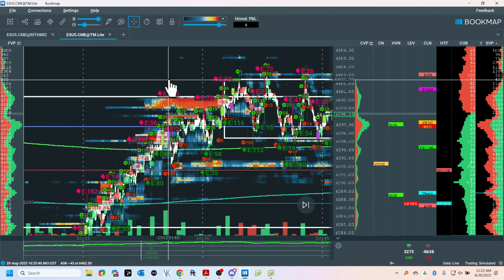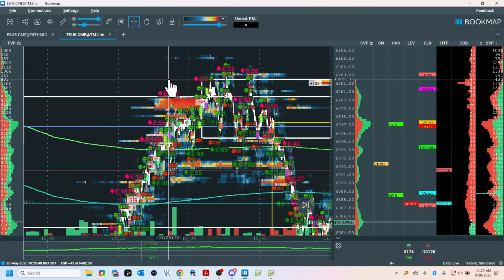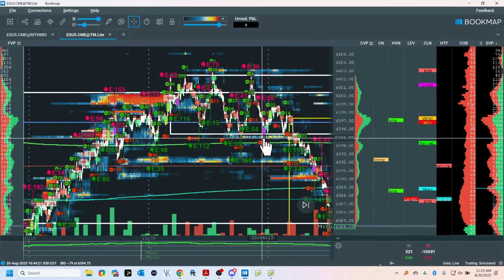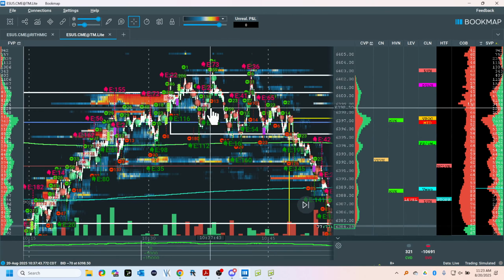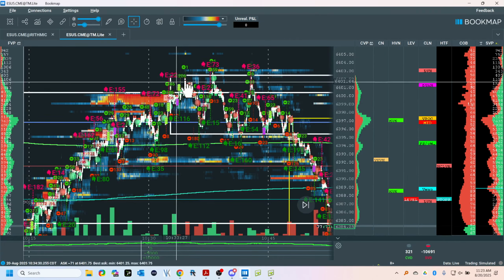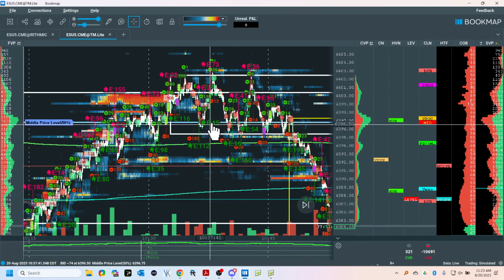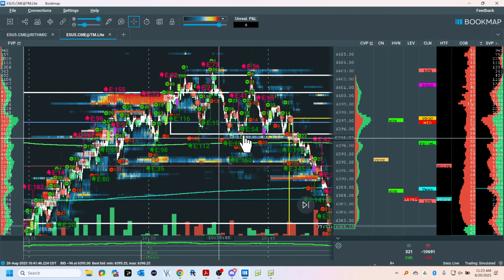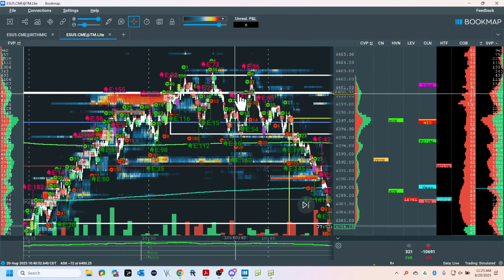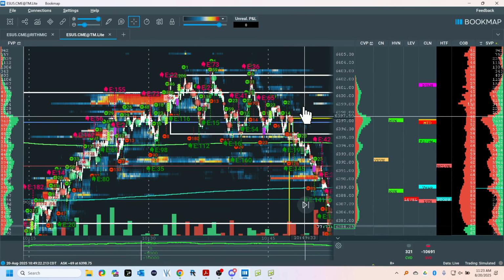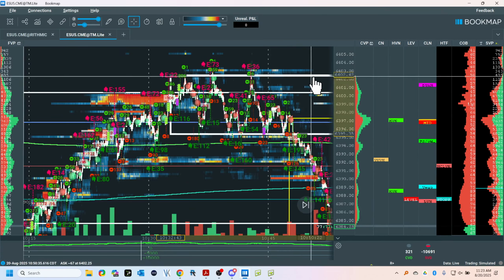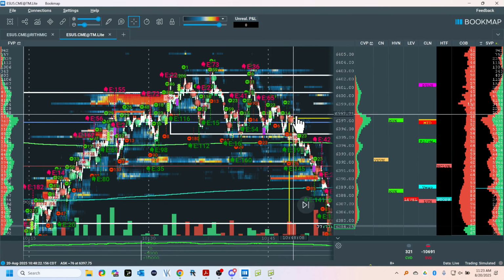But let's look at the structure right here. So what I know is my buyers are here. There's the sweep. There's the counter rotation. Remember what we're looking at. Buy sweep, counter rotation. Sell sweep, counter rotation. Support, don't know. What's too high? This. VPOC migration, two possibilities. This, back to there, or this.